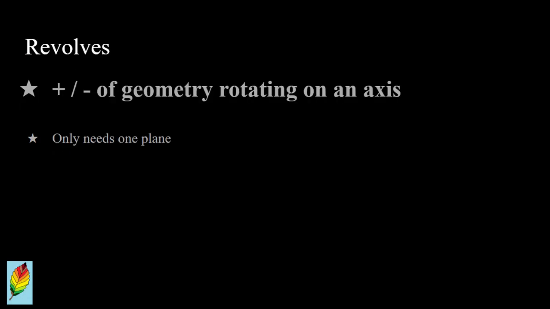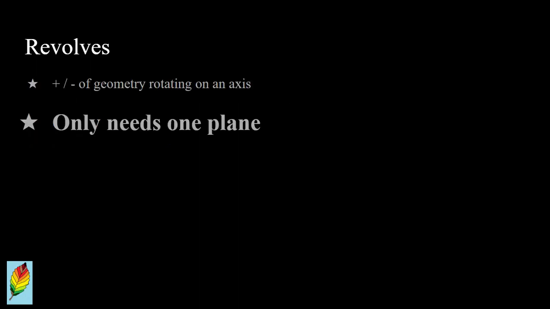The next type of central feature is the revolved feature. A revolve, just like the extrusion, is the addition or subtraction along a single unchanging axis, except that where the extrusion operates along the axis, the revolve rotates around the central axis instead. This is another example of a central feature that only needs one plane to make the feature.